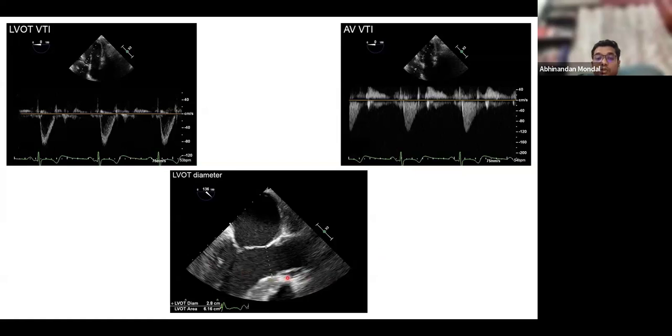And this is your mid-esophageal aortic valve long axis view, where you will get the LVOT diameter, from which, using pi r square, you will get the LVOT area. Always remember, while putting it into the formula, you are measuring the diameter, but what you put into the formula is the radius. So always divide the diameter by 2.